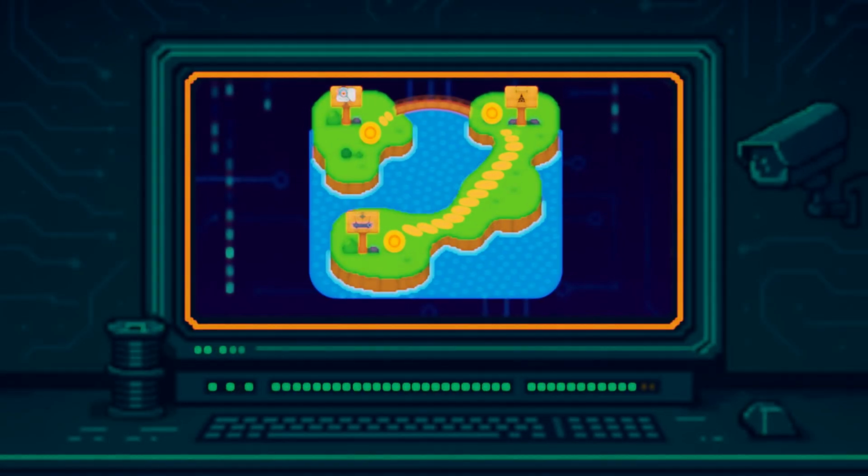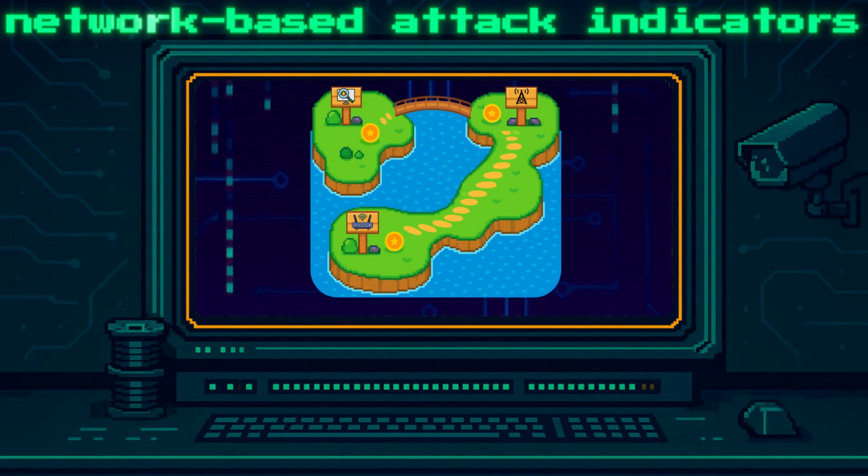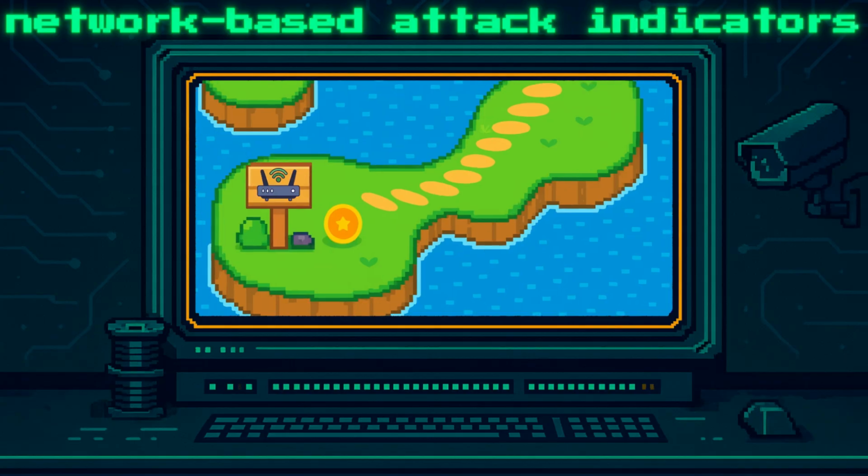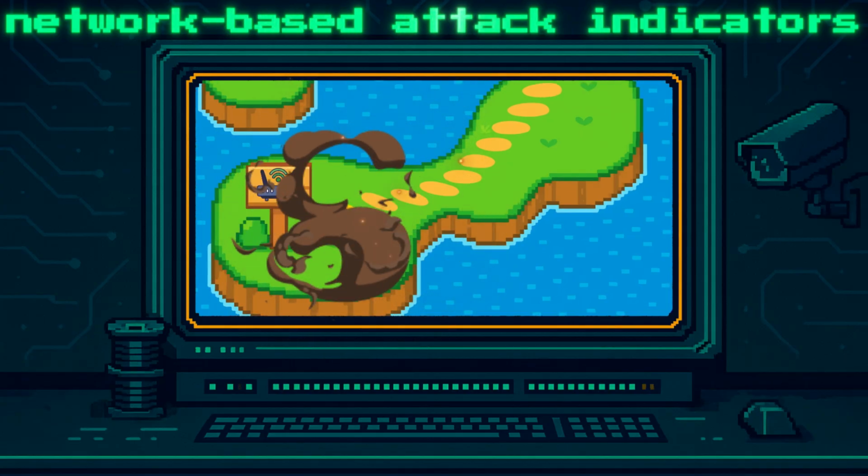Welcome back to our mini-series on network attack indicators. In part 1, we talked about high bandwidth consumption and traffic spikes, the big explosions on the map that are hard to miss.